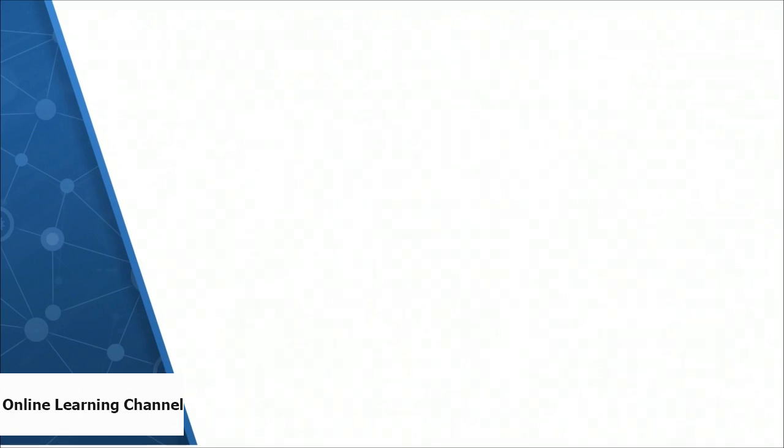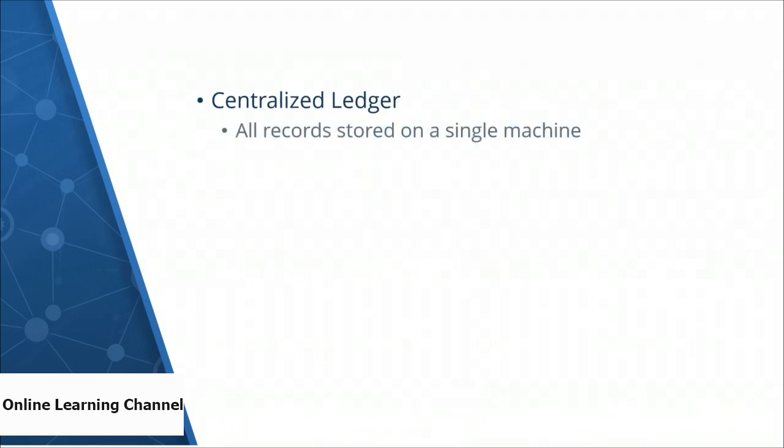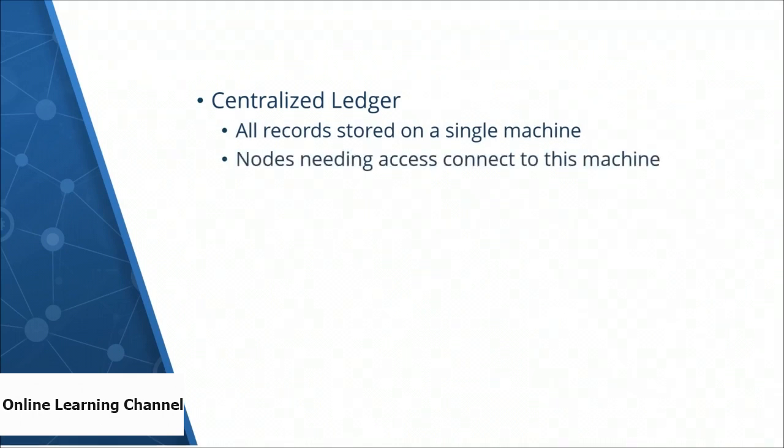Next, you needed to contrast the approach of using a centralized ledger versus using a distributed one. So the use of a centralized ledger means that all of the records in the ledger are stored on a single machine. Any node which needs access to the data on this ledger will need to establish a connection to this machine and then retrieve its records. Such a setup is relatively simple to implement since there is just a single machine which holds all the data.